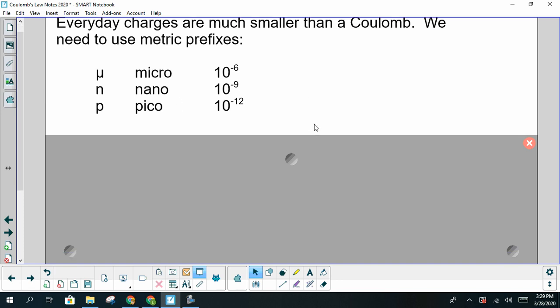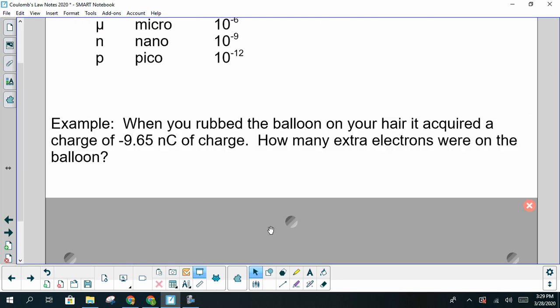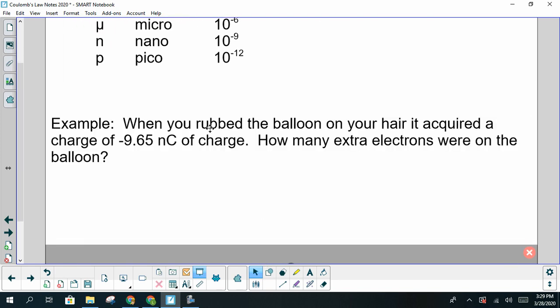So let's do just a very quick example, and the very quick example that we're going to do is this one here. When you rub the balloon under your hair, it acquired a charge of negative, because it acquired electrons, negative 9.65 nanocoulombs of charge. How many extra electrons were on that balloon?